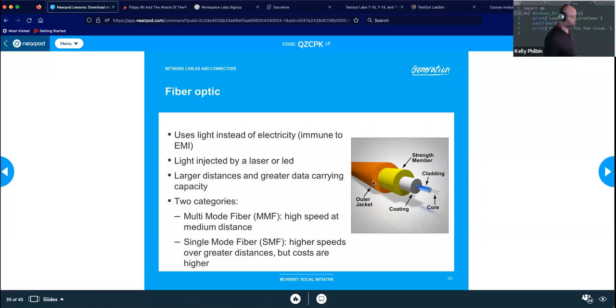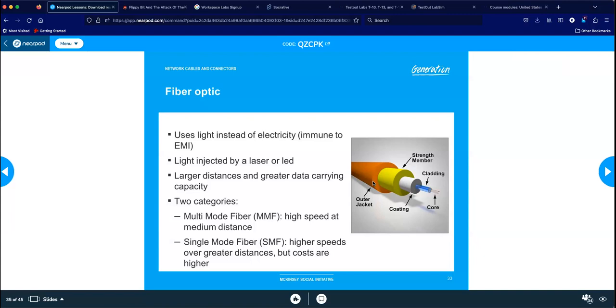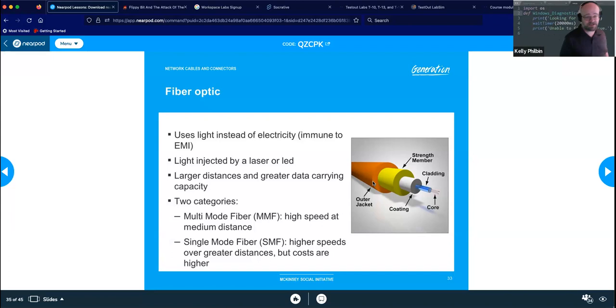This allows us to carry data over much larger distances. With twisted pair, we could get 100 meters. Out of fiber optic, we can get several miles. So for long distance transmission, high speed transmissions, this seems to be the way. We have two primary categories that we talk about when we're talking about fiber optic. So you have what is called MMF, or multi-mode fiber. And this is where you're using different colors of light to transmit down the same line. It's very high speed, but at minimum to short distances.